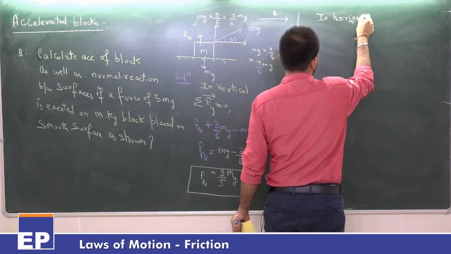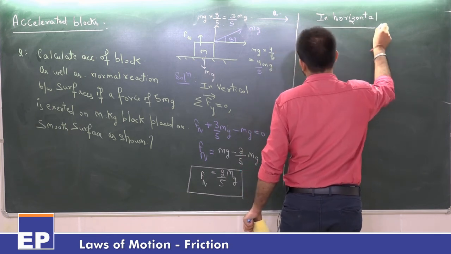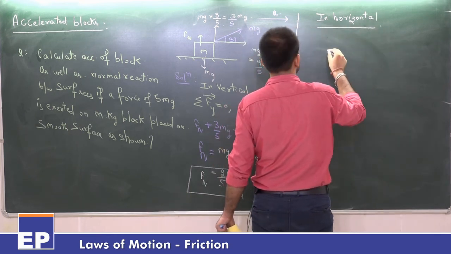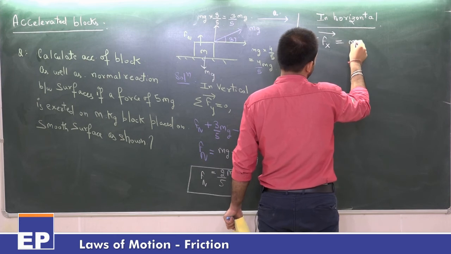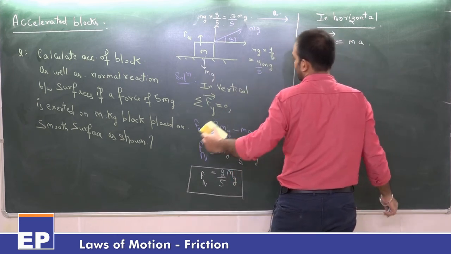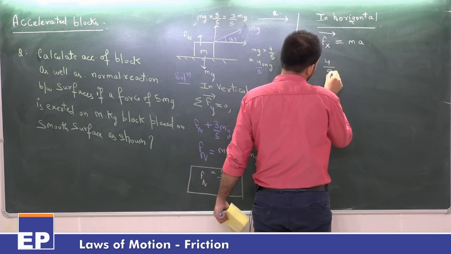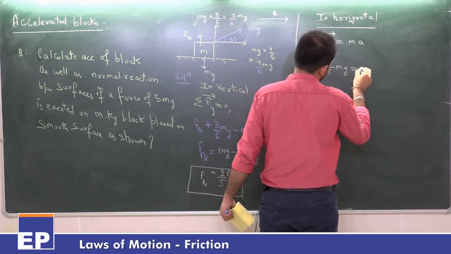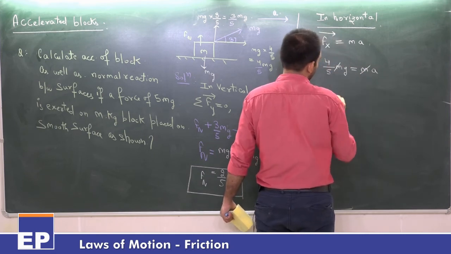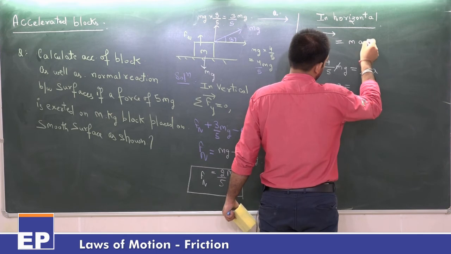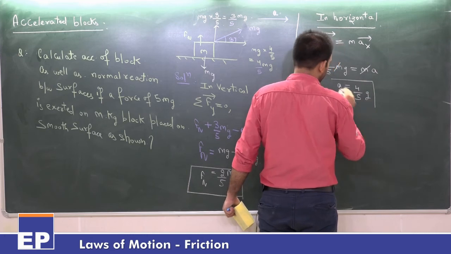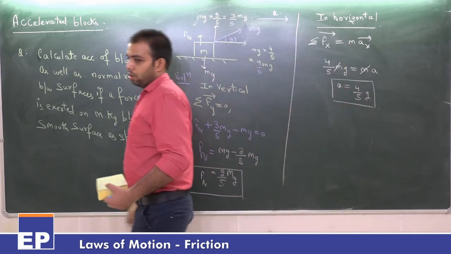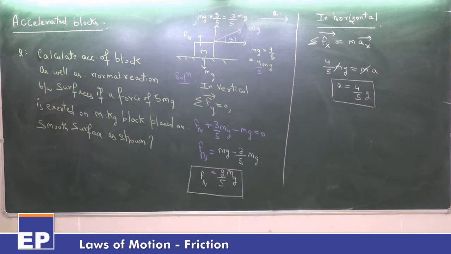And in horizontal, if we solve, it has an acceleration A. If its acceleration is A in horizontal, then we can write that the summation of all the forces is m into A. Now how many forces are in this direction? There is only one. That is 4 by 5 mg. This is m into A. What is A? It is 4 by 5 g. Right? So in this way we can solve it.